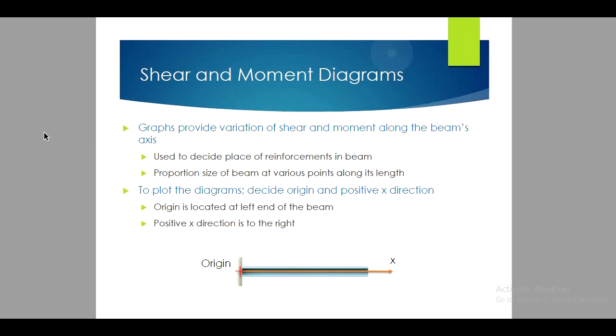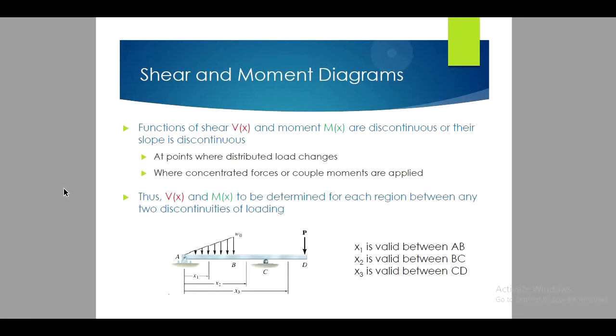points along its length. So to plot the diagram, first of all decide an origin and a position x in the x direction. The origin is located at the left end of the beam and the positive x direction is to the right. So this is basically a convention to draw shear and bending moment diagrams.